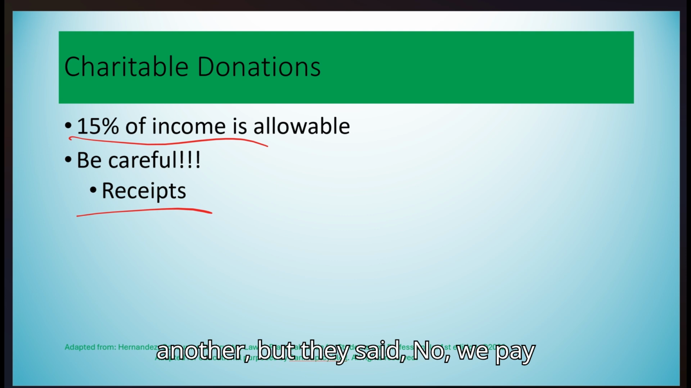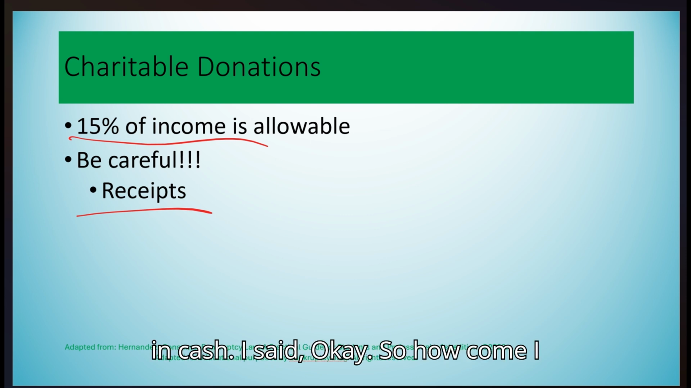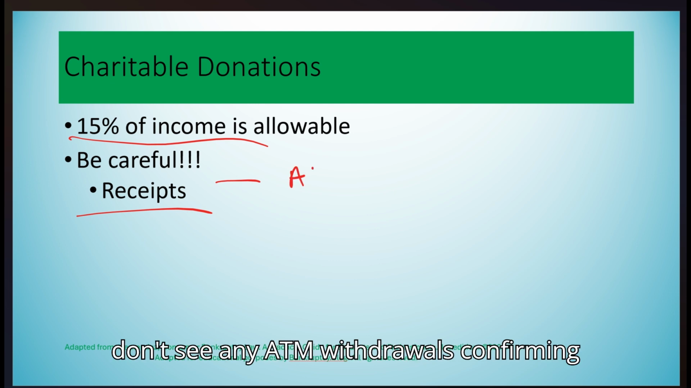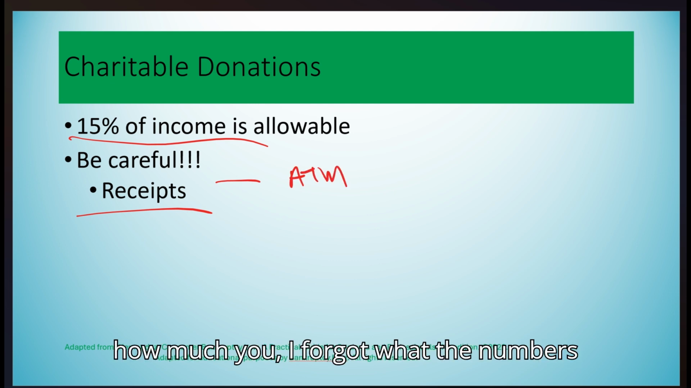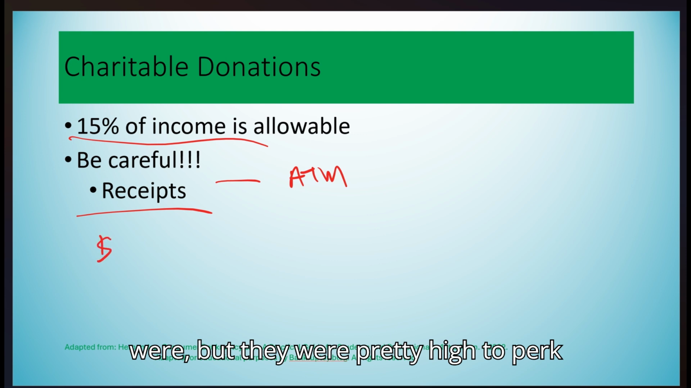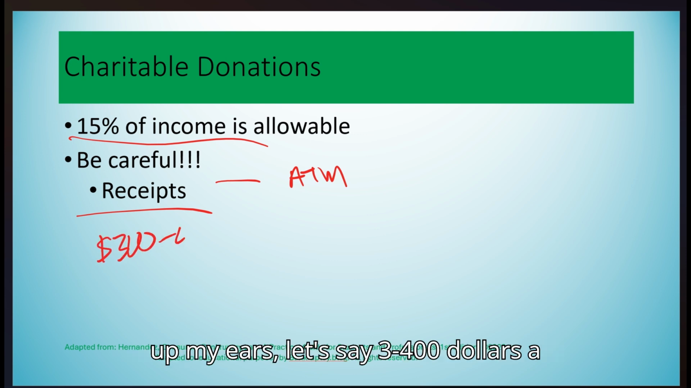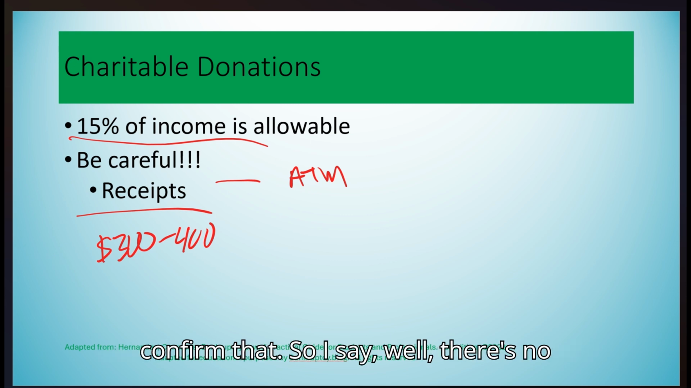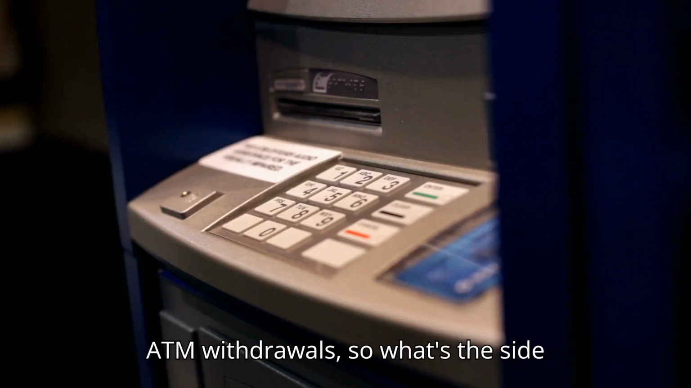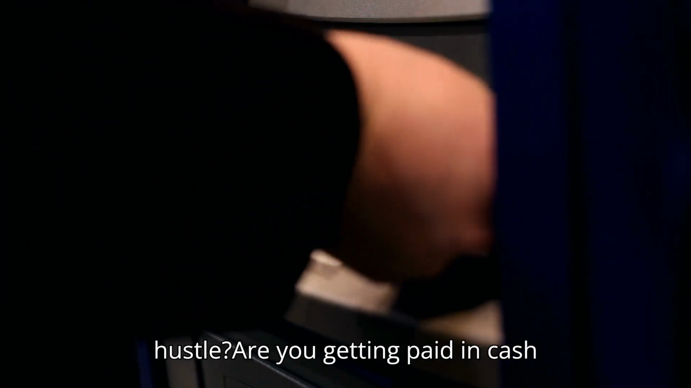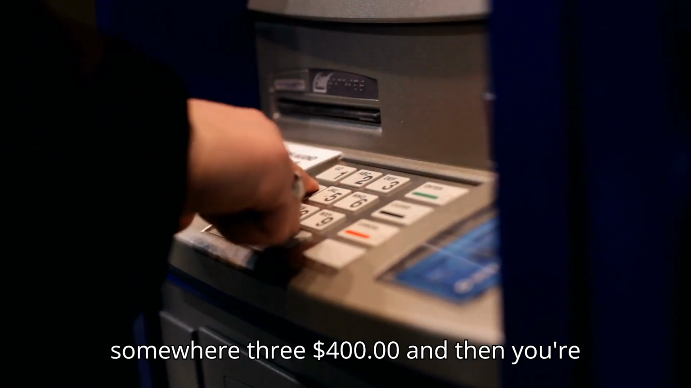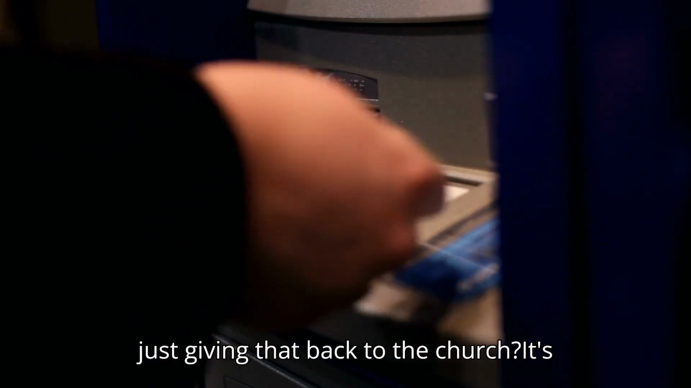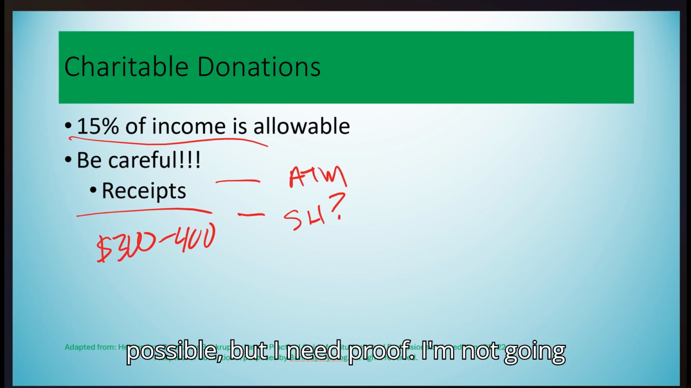But they said, no, we pay in cash. I said, okay. So how come I don't see any ATM withdrawals confirming it? I forgot what the numbers were, but they were pretty high to perk up my ears, let's say $400 a month. And there were no ATM withdrawals to confirm that. So I say, well, there are no ATM withdrawals. So what's the side hustle? Are you getting paid in cash somewhere, $300-400, and then you're just giving that back to the church? It's possible, but I need proof.